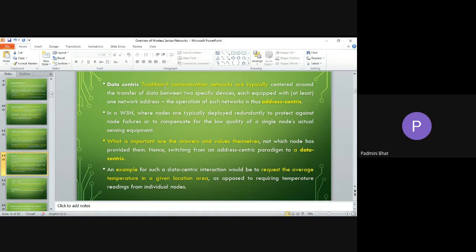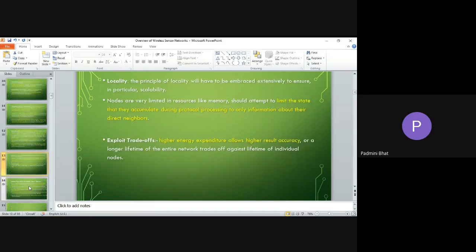So the difference is in the traditional communication network, which is usually wired. In that case, if any fault is there, it is identified by the controller only, and the controller assigns that task to another node. In the present scenario of wireless sensors, it is not like that. The fault occurring in one node is sensed by another node, and the other node does the job of the faulty node.